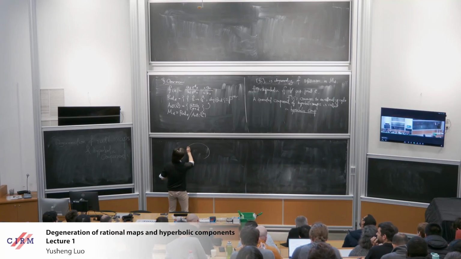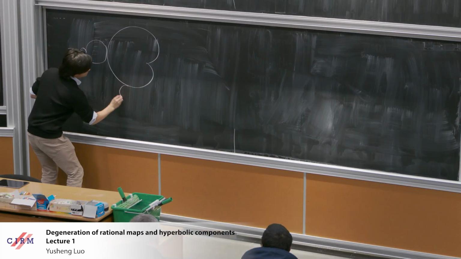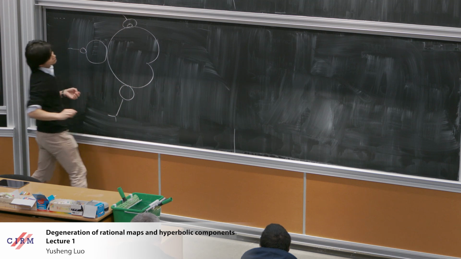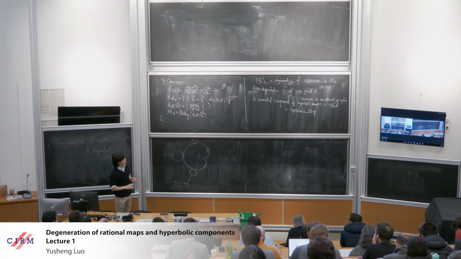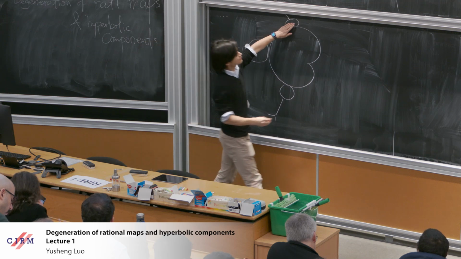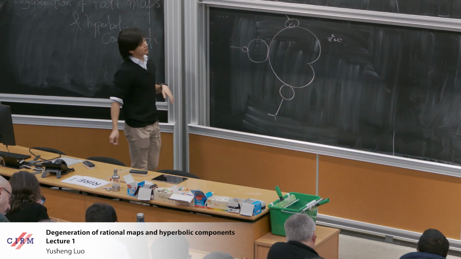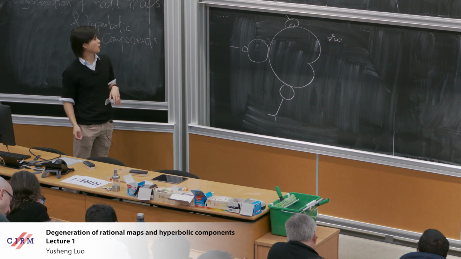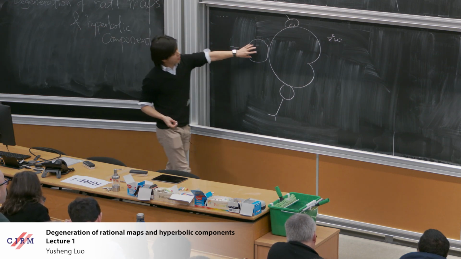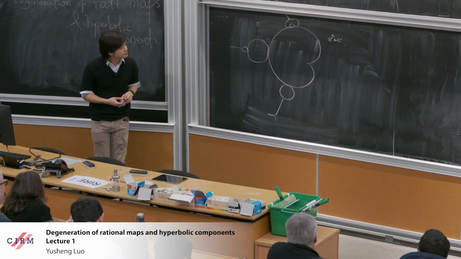All right, so this is supposed to be the Mandelbrot set. This is the set of quadratic polynomials, in the parameter space C, for which the Julia set is connected. And all these bulbs you see in this picture are hyperbolic components.